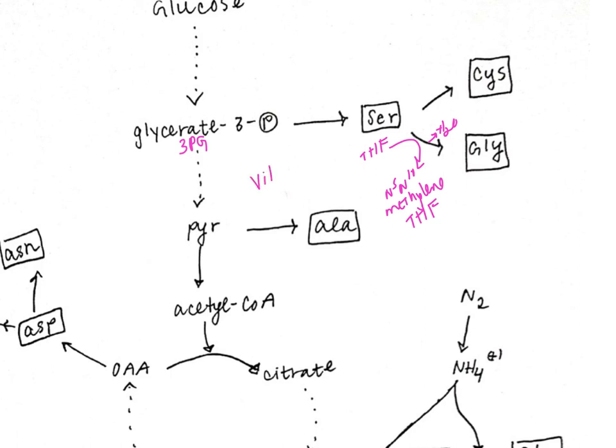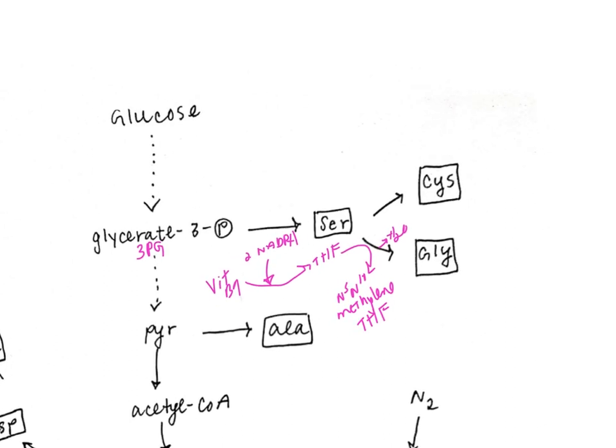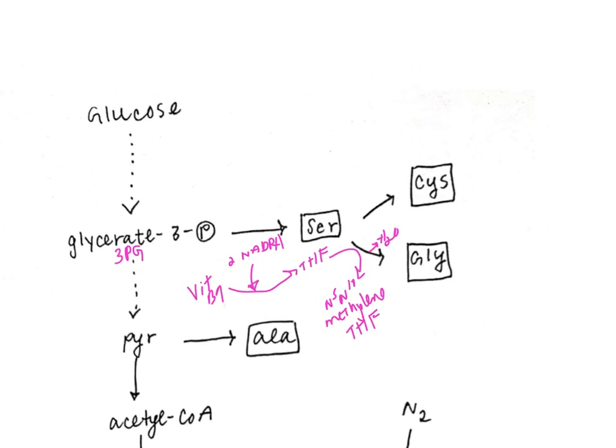Vitamin B9 is required to make THF, and that's a sequential reaction by dihydrofolate reductase, and that requires two NADPH molecules to get all the way to the reduced form of tetrahydrofolate. To get from serine to cysteine requires methionine.